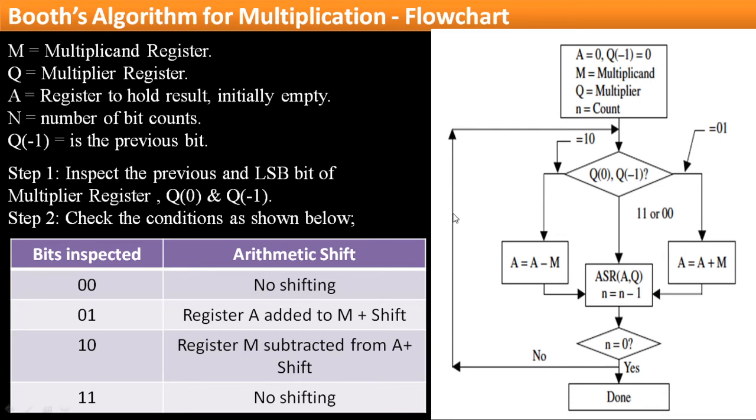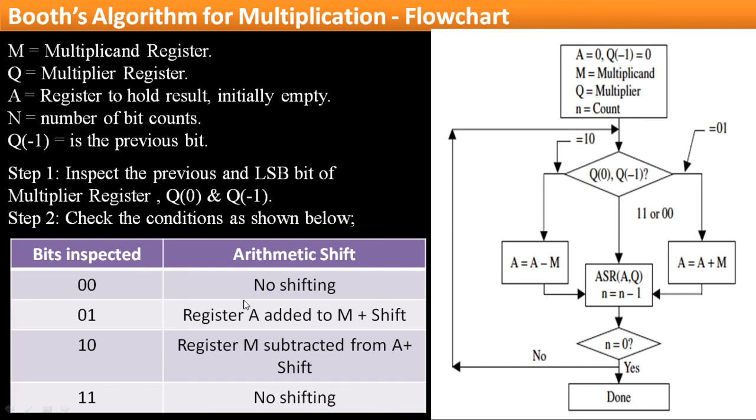Now suppose it is 0, 0. Now if it is 0, 0 or 1, 1, nothing is done. Here no shifting means you don't have to go for any operation. We just have to go for an arithmetic shift. This is the arithmetic shift. And after that, check whether the bit count is 0 or not. If it is not 0, then carry on.